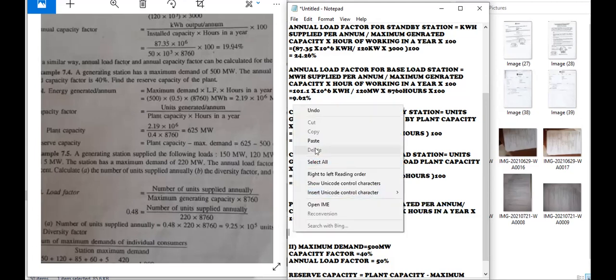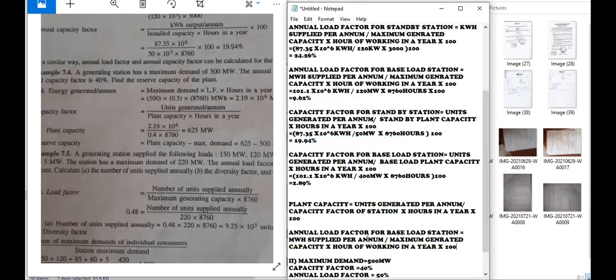There's a value I want to get from this one. I think units generated per annum I'm looking for, and we have megawatt hours supplied per annum. These two values are the same thing. So if I make this one the subject of the formula now, it will be this one times this one, right? This down part will multiply this up part, this annual load. It will multiply this downside. So this one now will be equal to this upside.